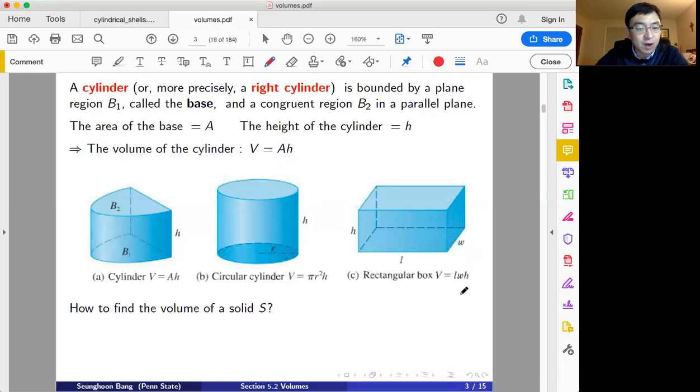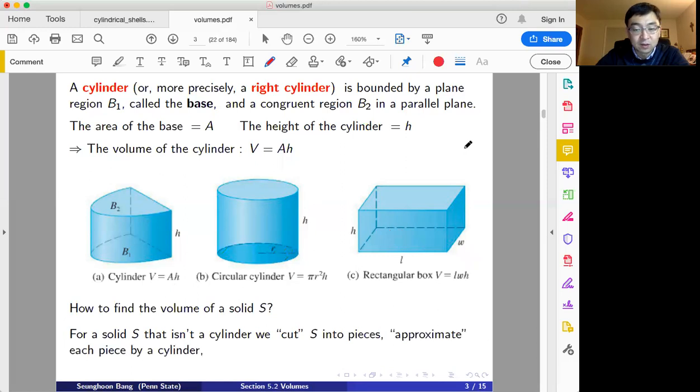So how do we find the volume of a solid S? S is any solid. This is the idea. For a solid S that isn't a cylinder, we cut S into pieces. Next, approximate each piece by a cylinder. Next, add the volumes of the cylinders. Last, use a limit process. This is the whole idea.